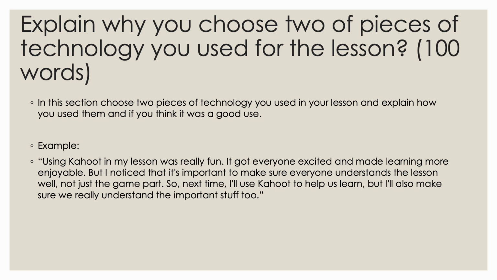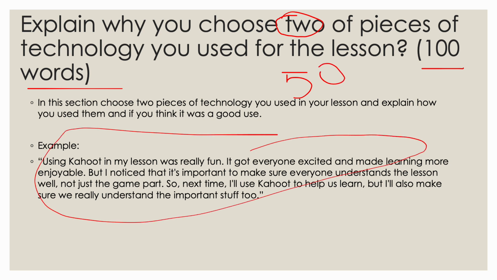So it's some kind of reflection. Again, notice it's 100 words, right? 2 pieces of technology. So that's like 50 for one. This here is about 50 words. So it's not like a huge amount, right? 50 for one and 50 for the other, okay? So it's not like a huge thing. It's just, you know, we had a lot of pictures in our video. It was really, really exciting, we think, for the students. However, some of the pictures were a little bit unclear. Next time we'll make sure we get something like that. It just shows that you're thinking about your use of educational technology.